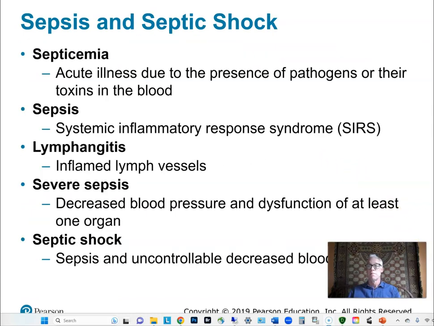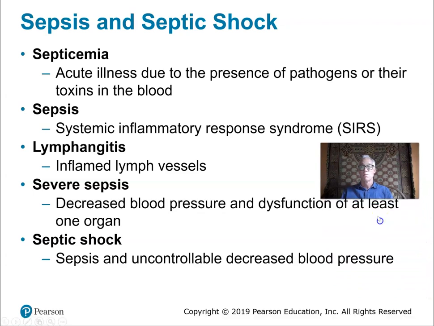Some definitions. Septicemia: if there are pathogens or toxins in the blood, that's septicemia. It should be sterile, obviously. There should be no microorganisms in the blood. Sepsis is a systemic inflammatory response, and it means that there's an infection so great that the degree of inflammation, the circulating cytokines, have risen to a concentration where it's having an impact on the overall body function.